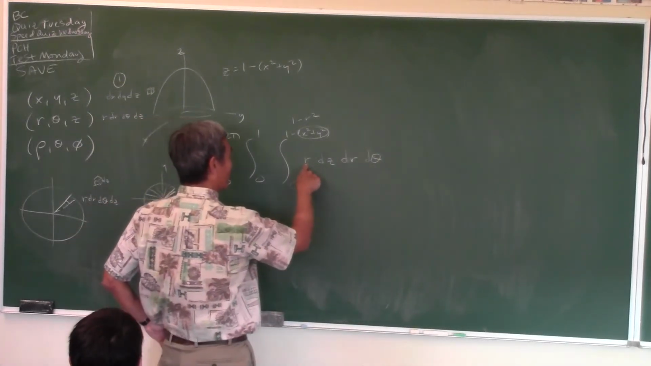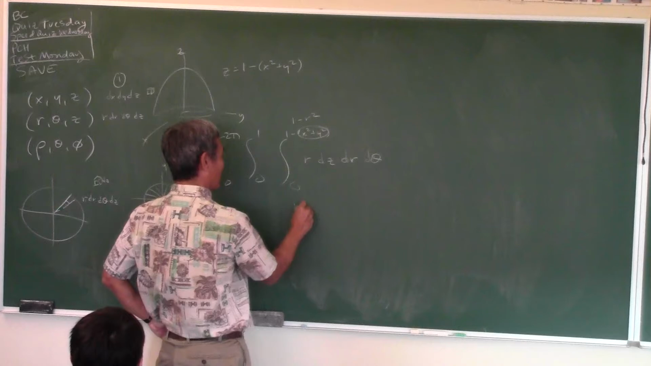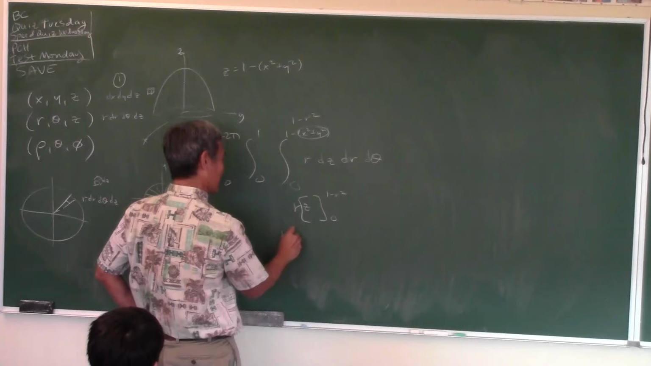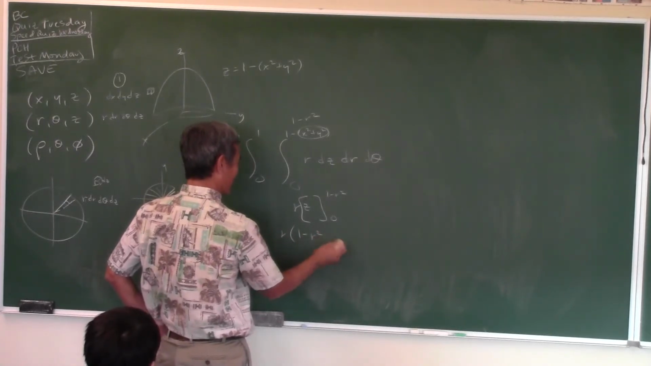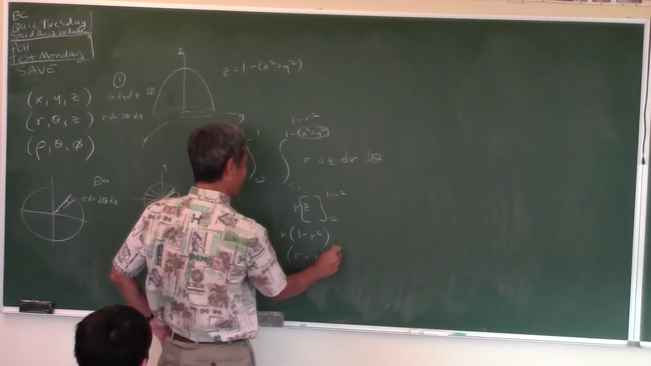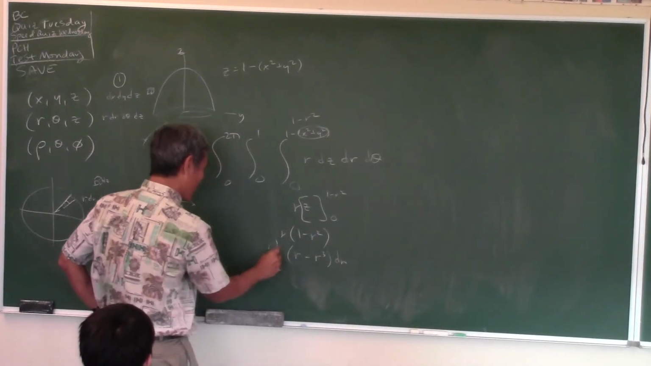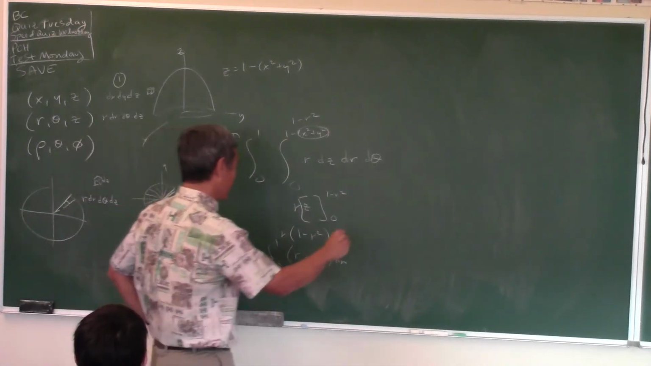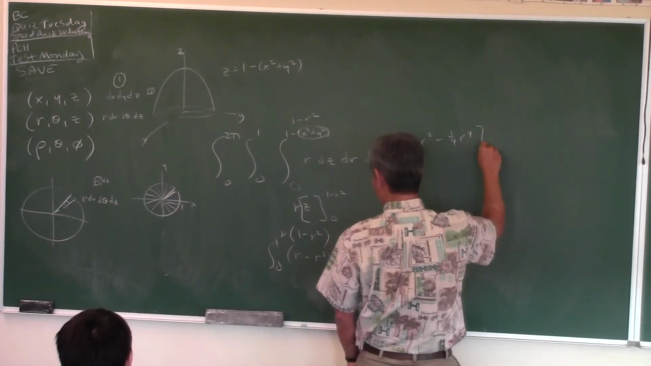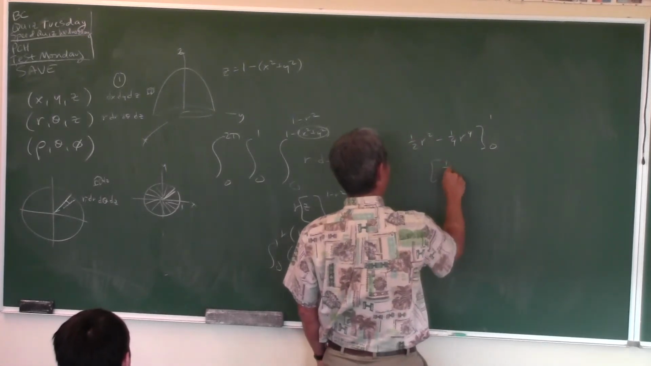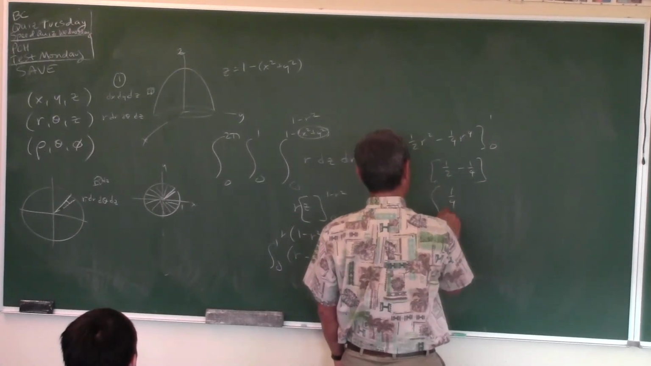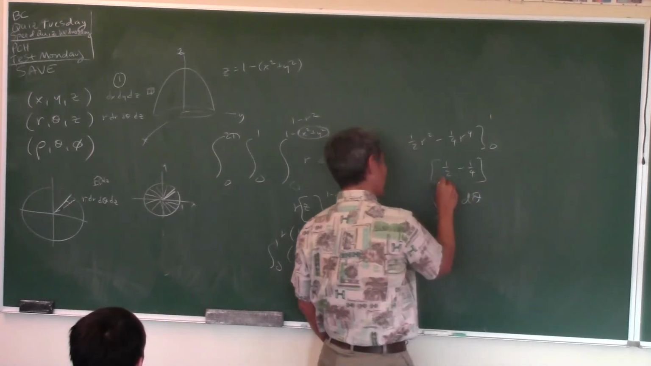Okay, so what is the integral of r with respect to z? rz from 0 to 1 minus r squared, factor out the constant, so you just have 1 minus r squared minus 0, which is r minus r cubed. Then we're going to integrate that with respect to r from 0 to 1. So what would that be? 1/2 r squared minus 1/4 r to the 4th from 0 to 1. And that's just 1/2 minus 1/4 minus 0. That's just 1/4.